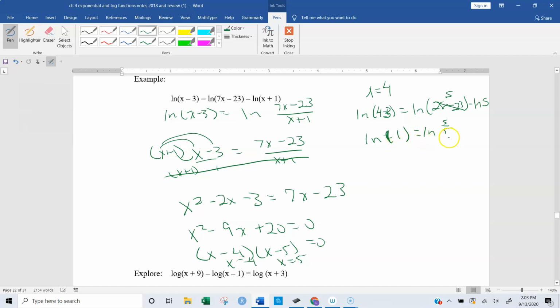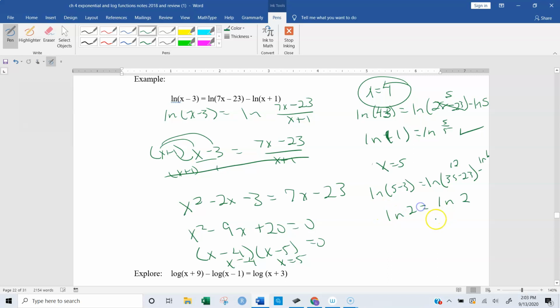All right, so the natural log of 1 equals the natural log of 1. Checks. 4 works. Let's try 5. So now I'm going to let x equal 5. So we got the natural log of 5 minus 3 equals the natural log of 35 minus 23 minus the natural log of 6. Well, let's see. 35 minus 23 is 12. 12 divided by 6 is 2, so this is the natural log of 2. And this is also the natural log of 2. Check. So both of the answers work this time.